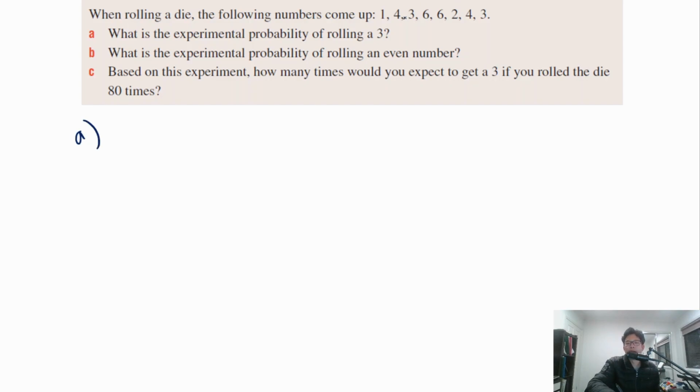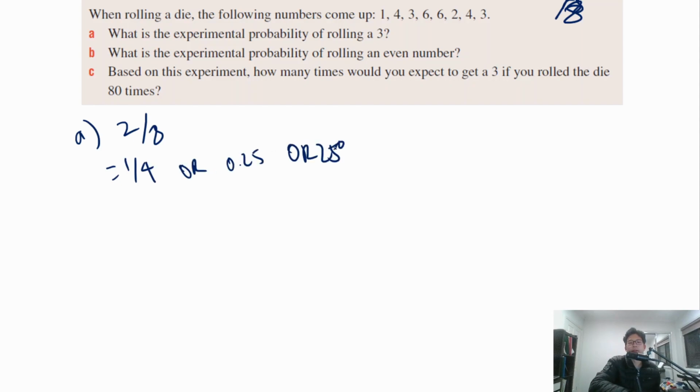So we have 2, 4, 6, 8 numbers in total. So it's going to be out of 8. And we have 2 threes there. So it'll be 2 out of 8, which equals 1/4 or 0.25 or 25%. You can choose either format here.